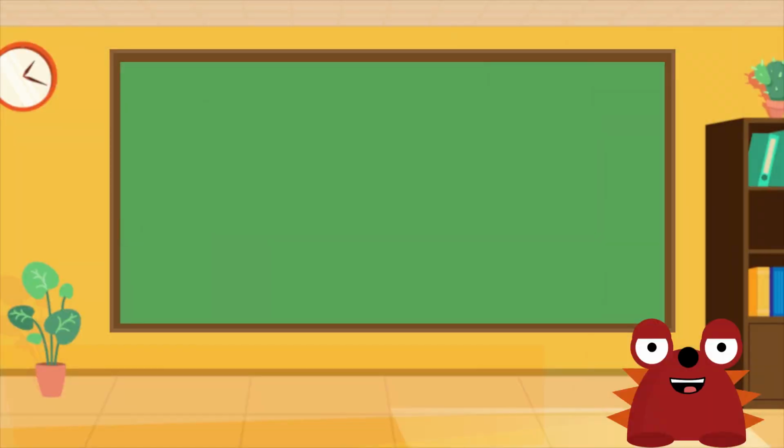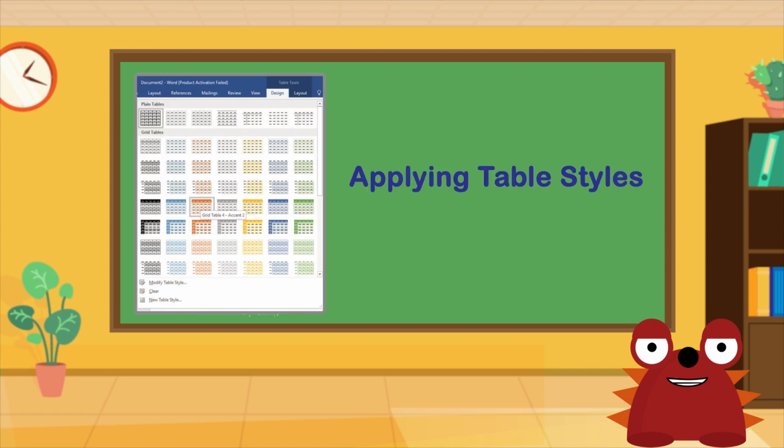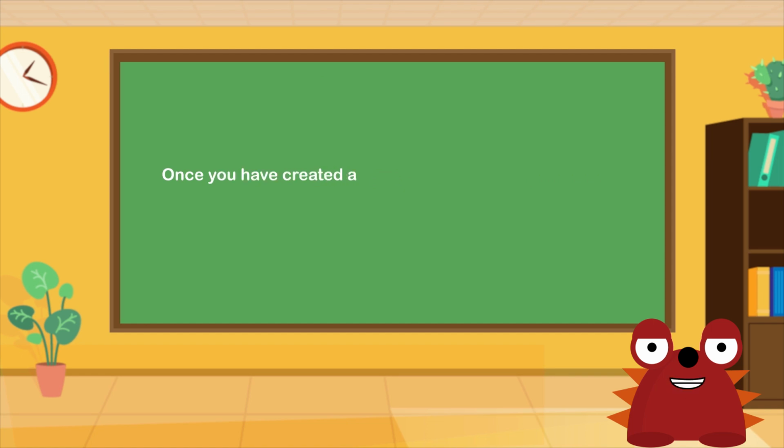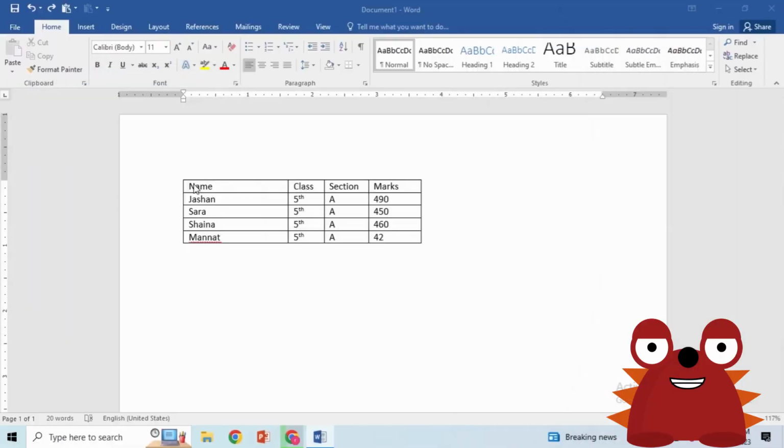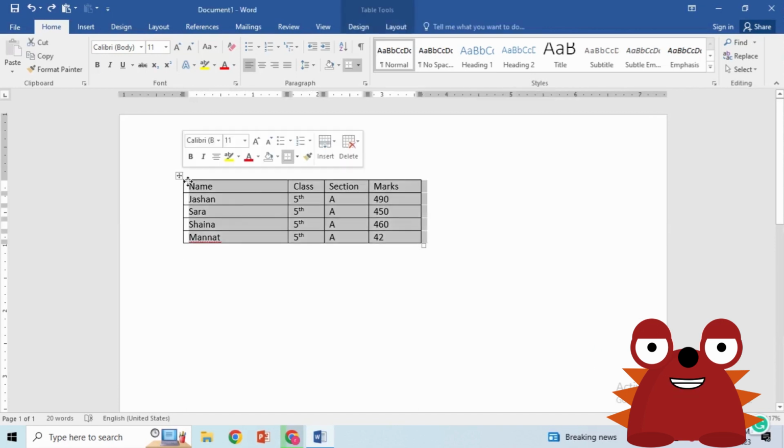And the last feature of tables we will learn for this chapter is applying table styles. Once you have created a table, Microsoft Word allows you to apply various styles to the table to make it look more attractive. Here is how. First, select the table. Secondly, click the Design tab.